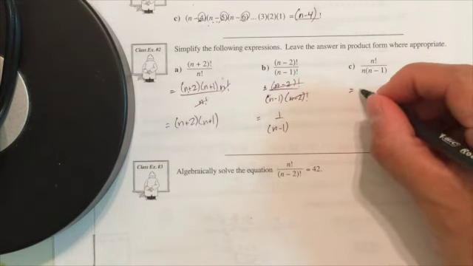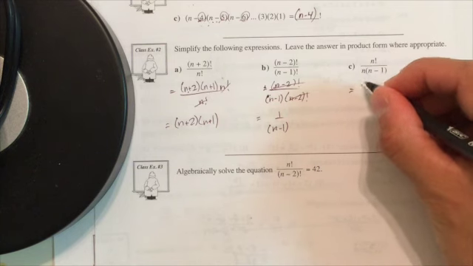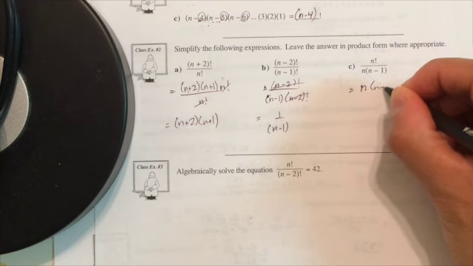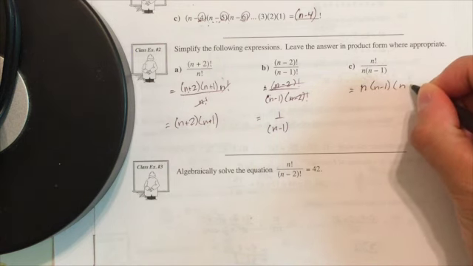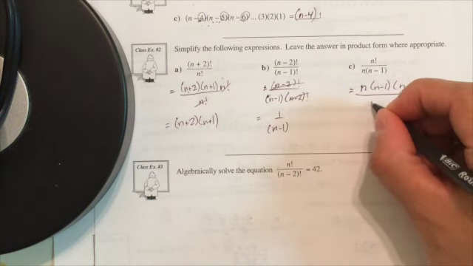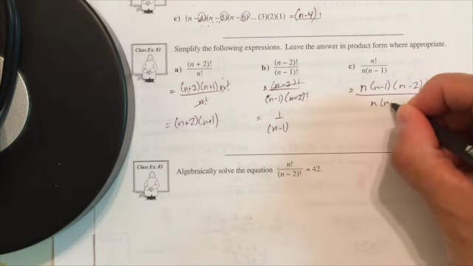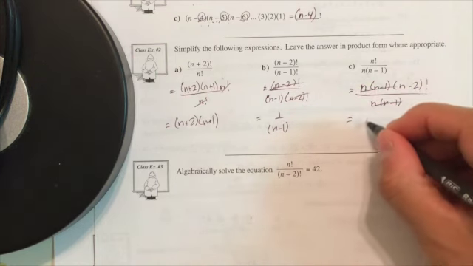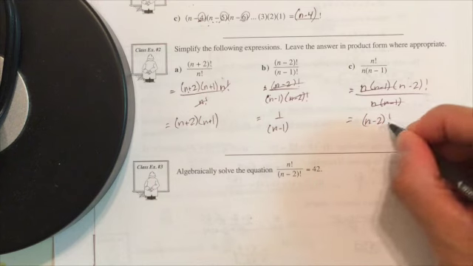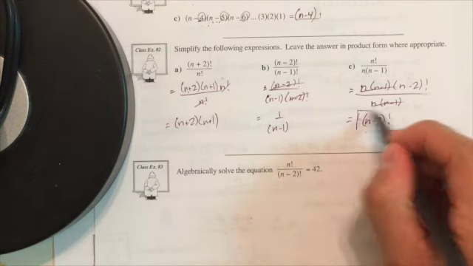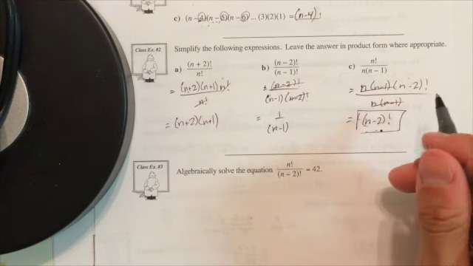Next we have n factorial, and just like in typical factorial notation, this can be written as n times n minus 1 times (n minus 2) factorial, divided by n times n minus 1. There are the terms that will cancel out, and we're left with (n minus 2) factorial. This is still product form, so we can leave the answer as a factorial.